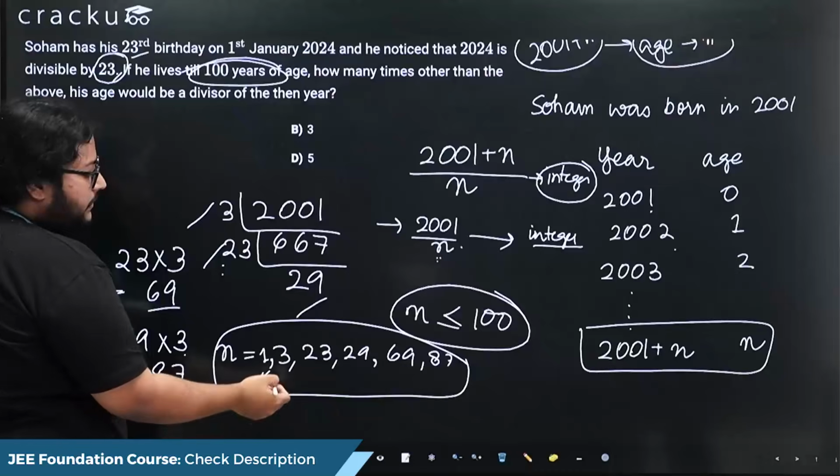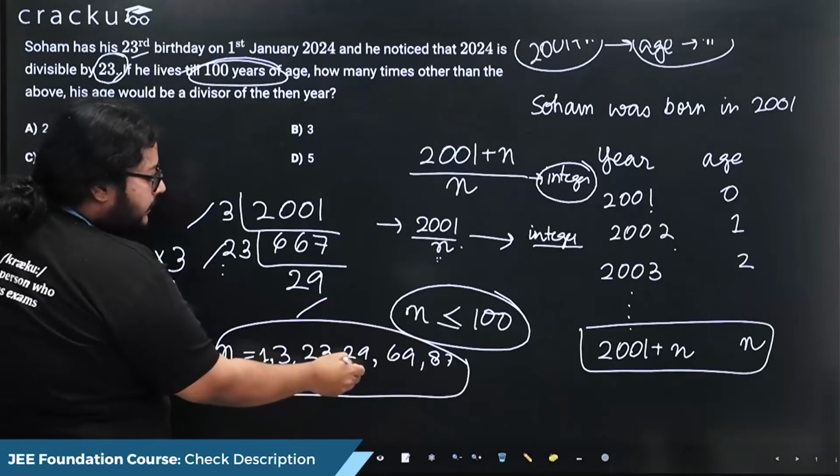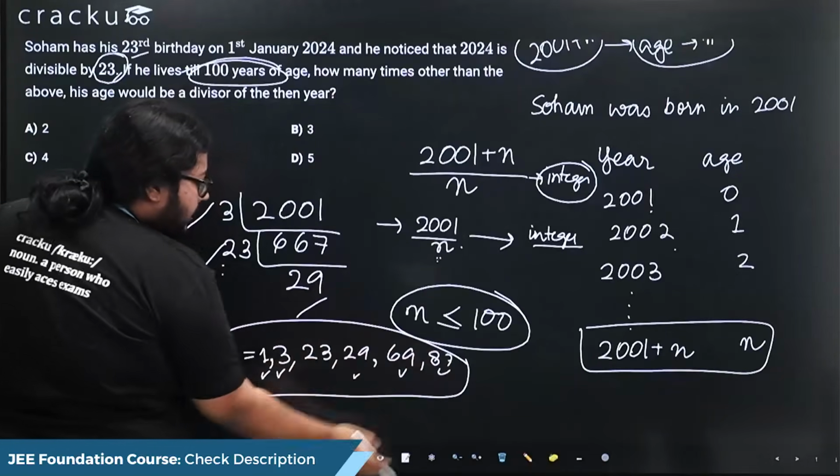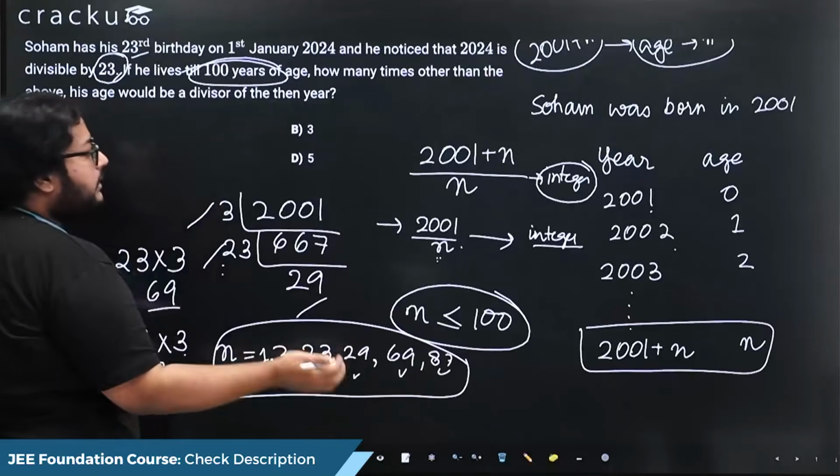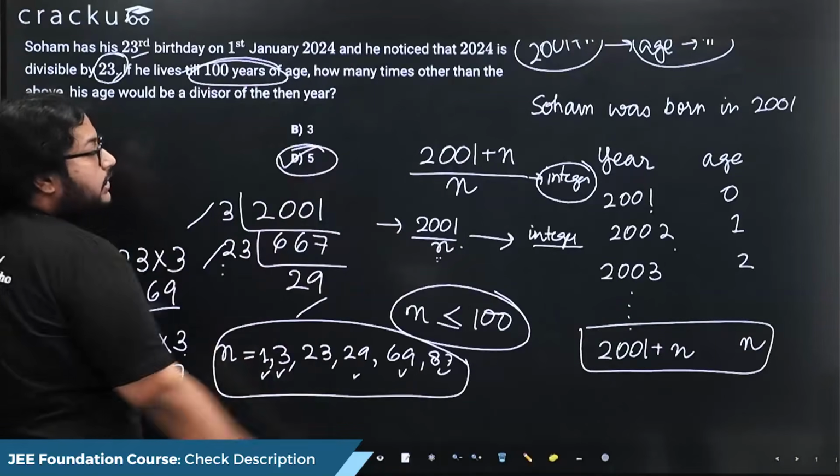When he was 1, it was valid. 3 jab tha, tabhi it was valid tha. 29 mein valid, 69, 87. So other than 23, we find 5 more cases. So the answer here is option D, which is 5.